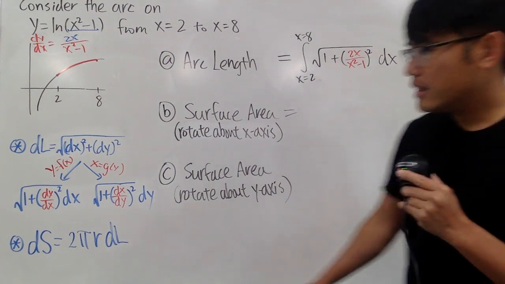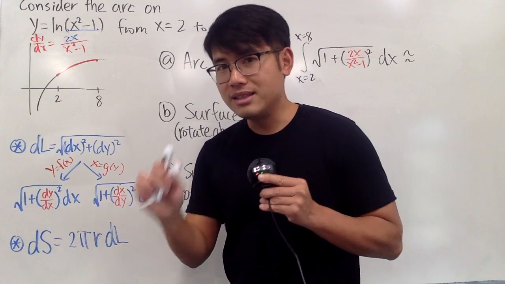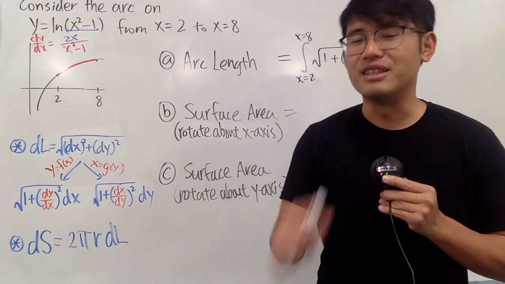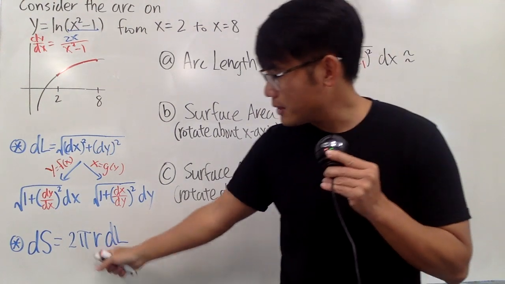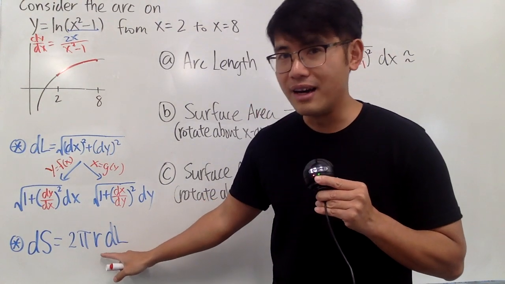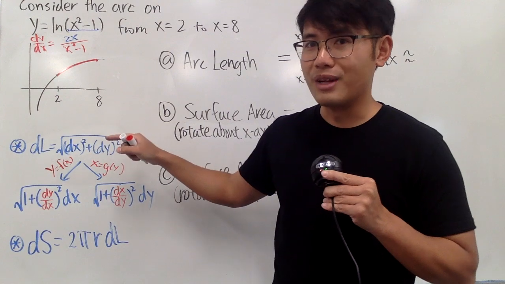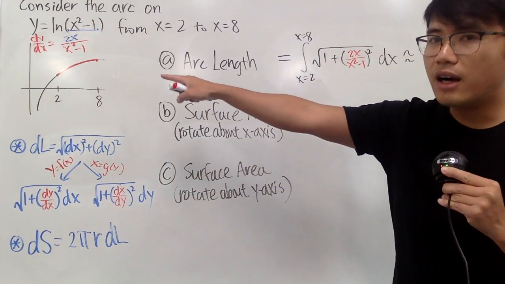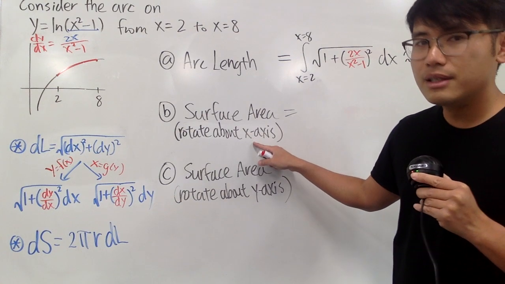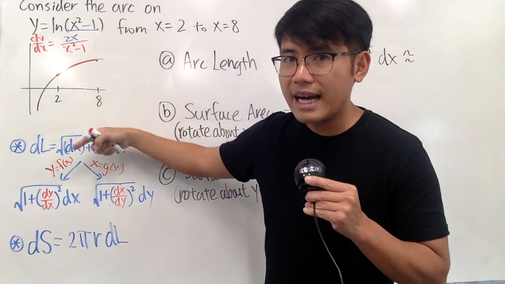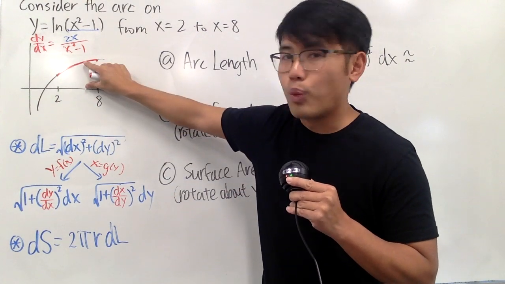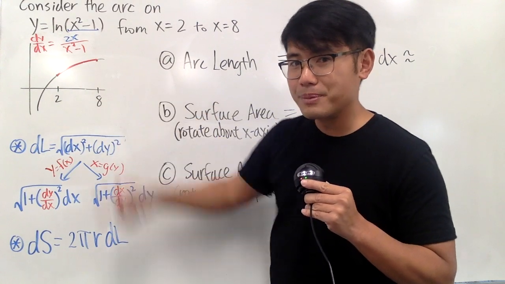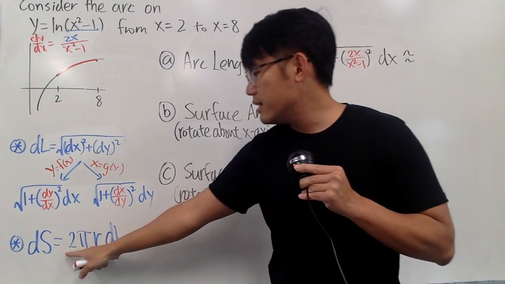Okay, next, surface area. Well, in this case, the capital S stands for the surface area, and dS is just a small change amount in the surface area. Notice the formula is 2 pi r. It's just like the circumference formula, right? And in our case here, we are going to take the arc and rotate about the x-axis. So when you do that, the radius is the y value, right? This right here is the y value when you have this rotation here. And you take the circumference, right?